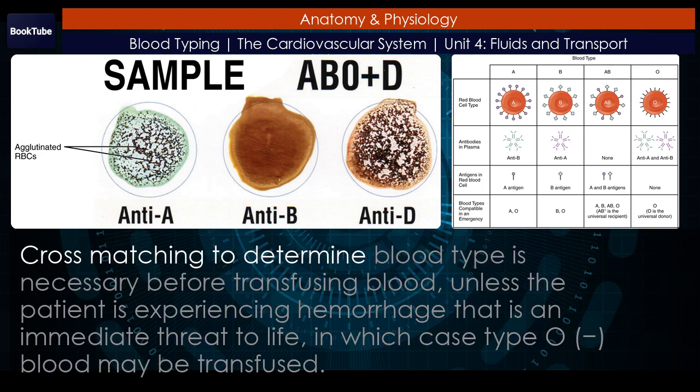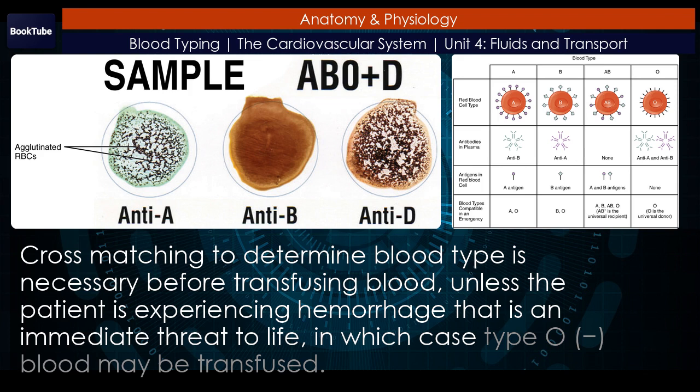Cross-matching to determine blood type is necessary before transfusing blood, unless the patient is experiencing hemorrhage that is an immediate threat to life, in which case type O- blood may be transfused.